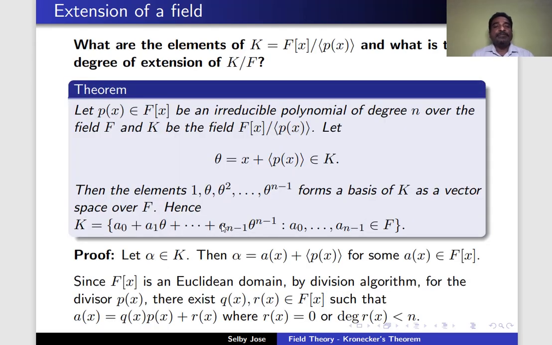Now, what are the elements of this field K, which is the same as F[x] mod the ideal generated by p(x), and what is the degree of extension of K over F?